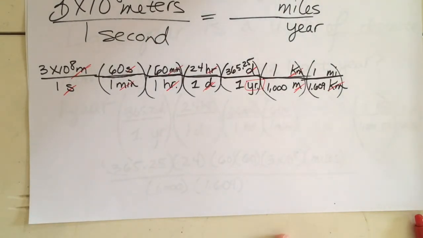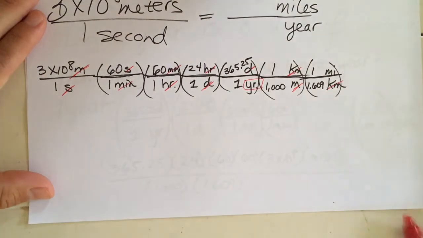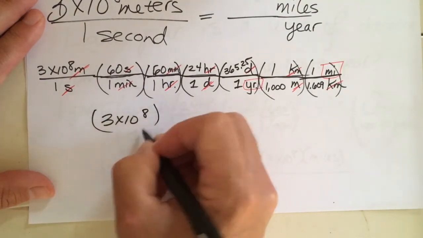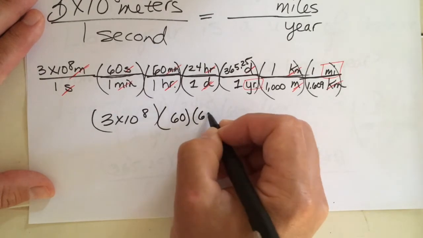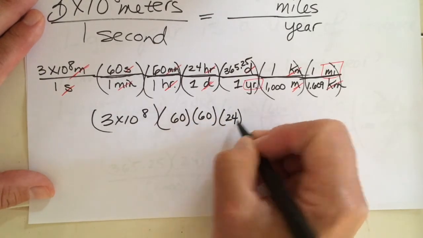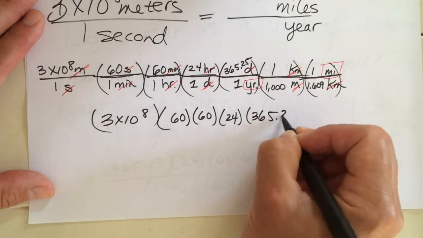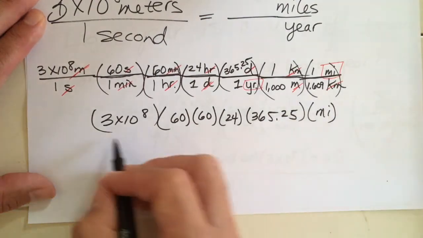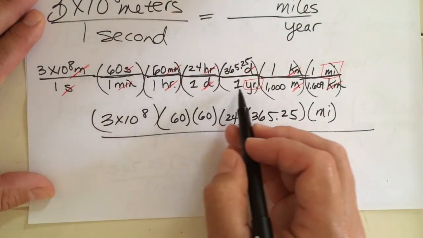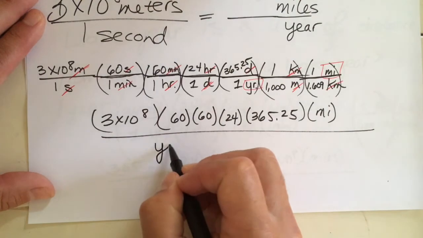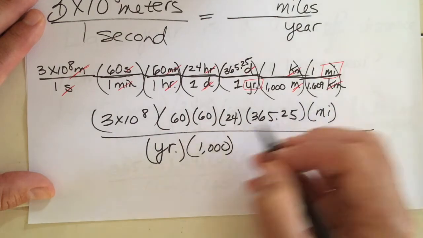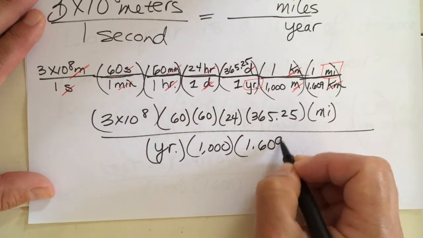All right, so that's it. Now we're in miles on top, miles per year. So let's go ahead and rewrite now. 3 times 10 to the 8th times 60 times 60 times 24 times 365.25 times miles divided by years, over 1,000 times 1.609. Does that look the same as last time?